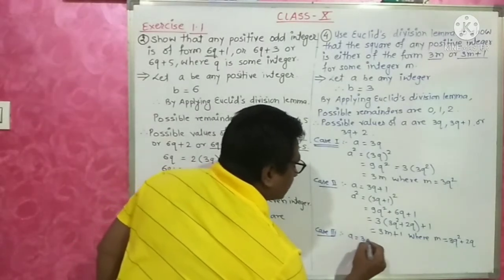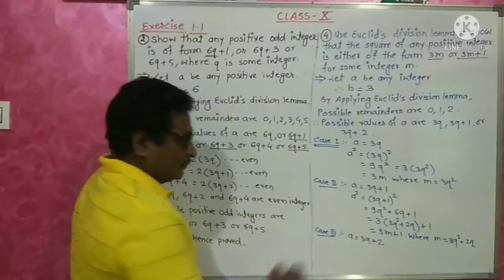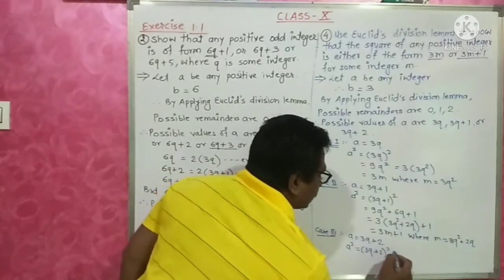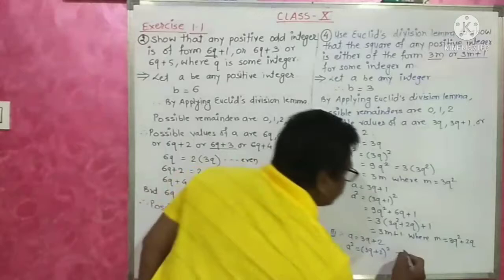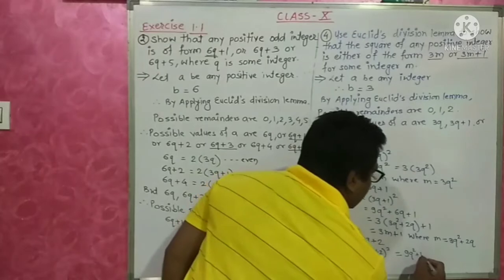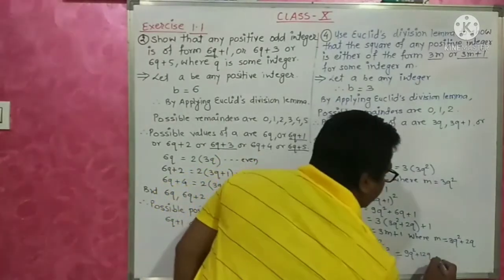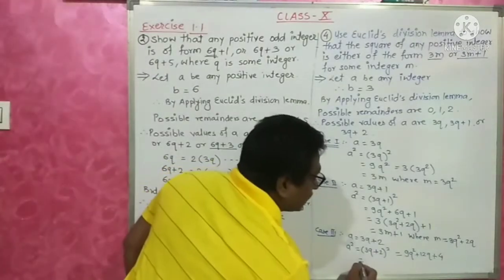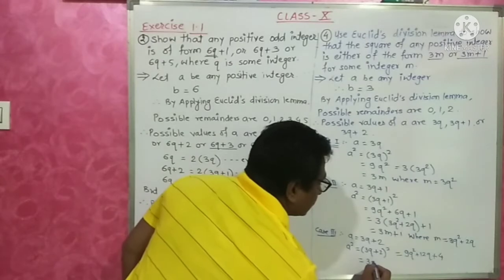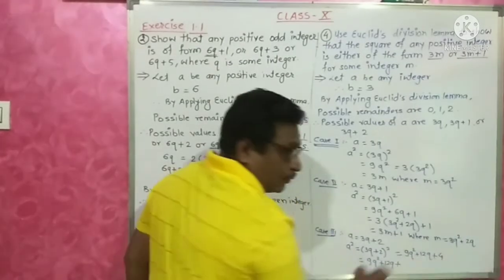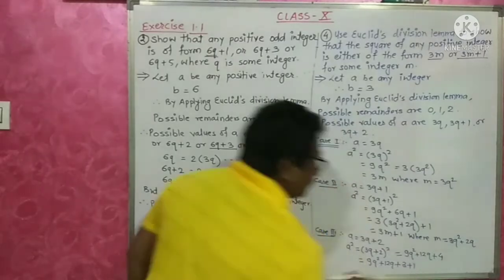a equals 3q plus 2. So a square is (3q plus 2) whole square. So what will we get? 9q square plus 12q plus 4. So how can we write this? This 4 we can write as 3 plus 1, so 9q square plus 12q plus 3 plus 1.